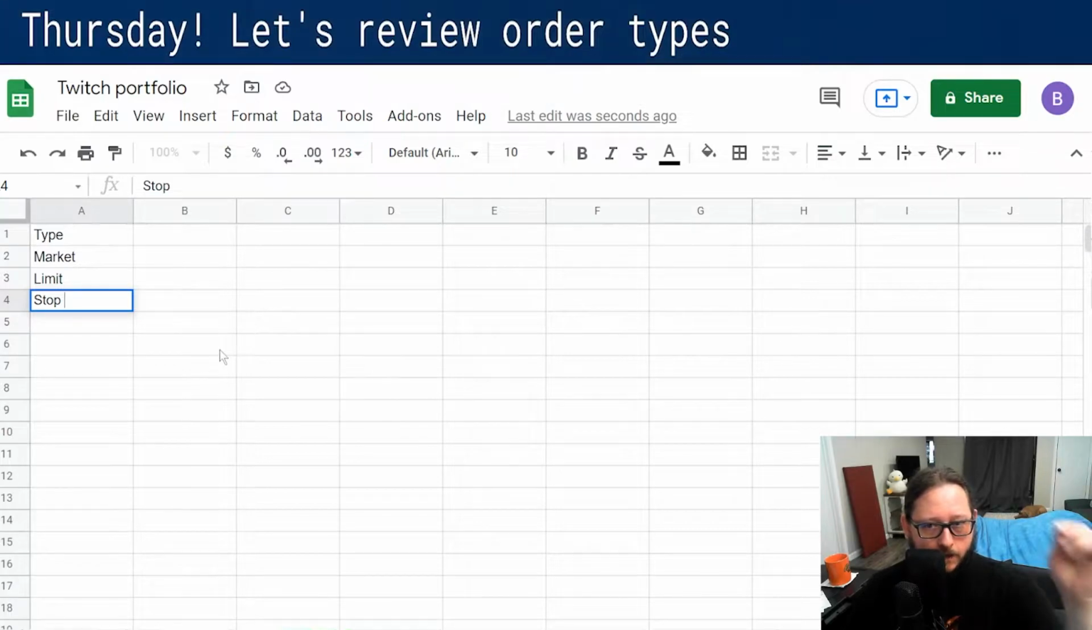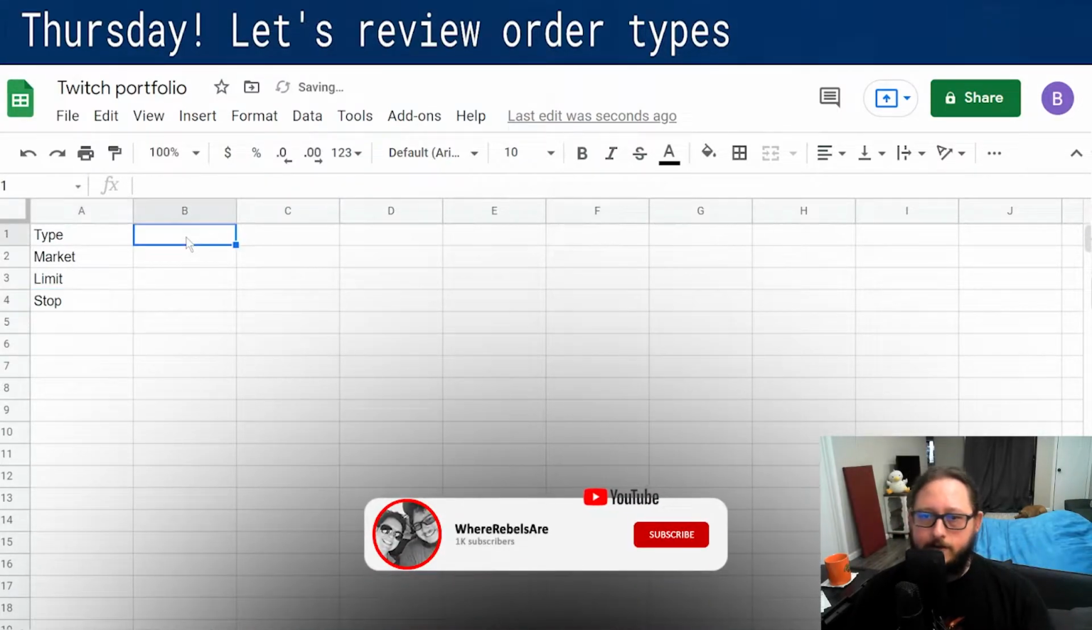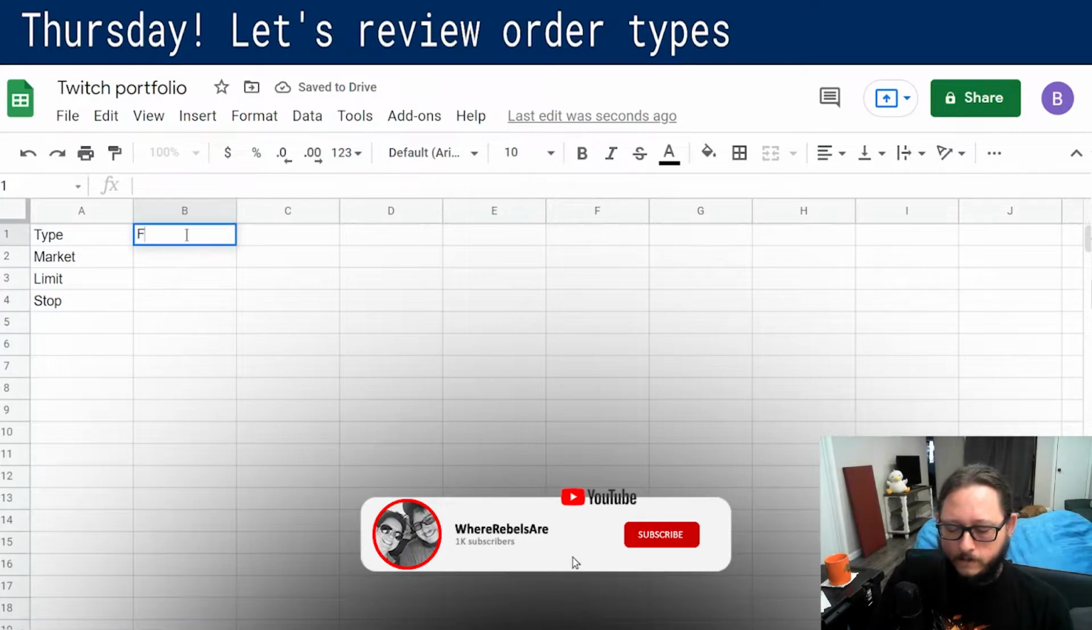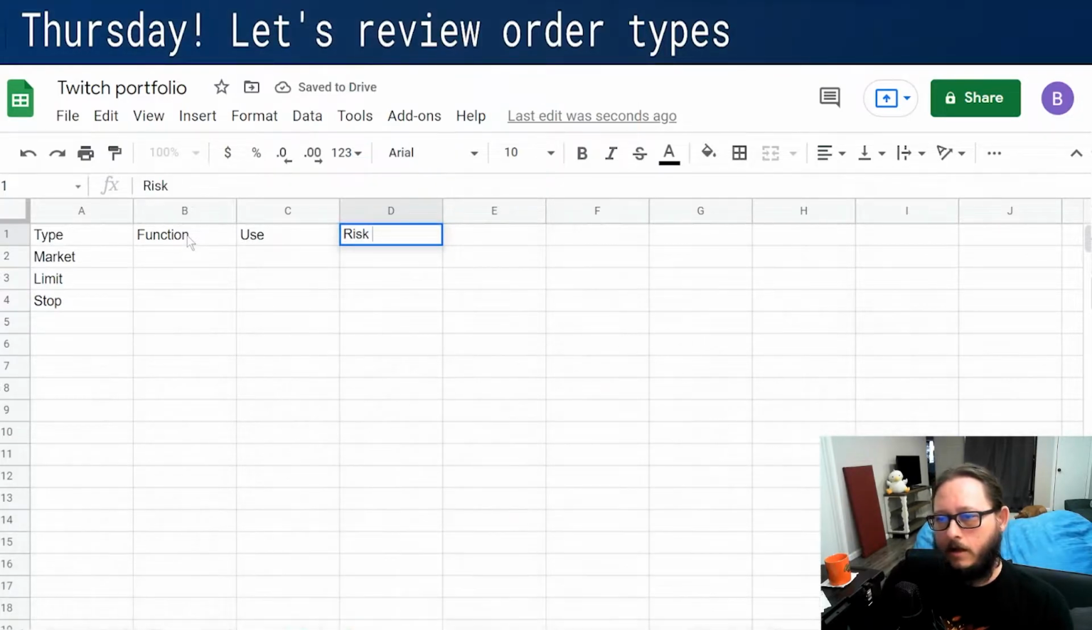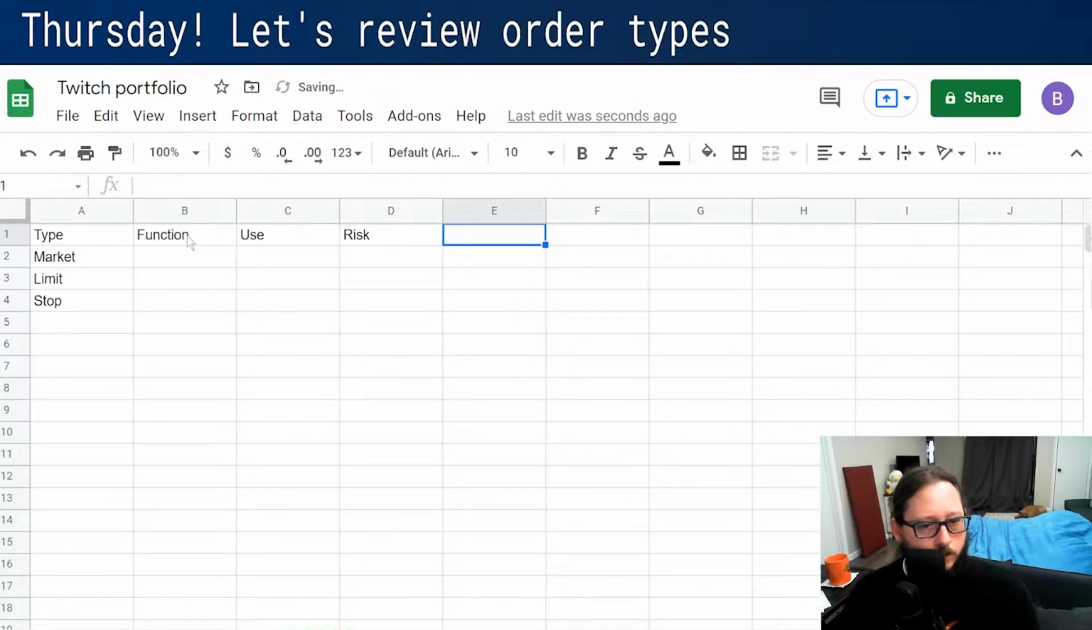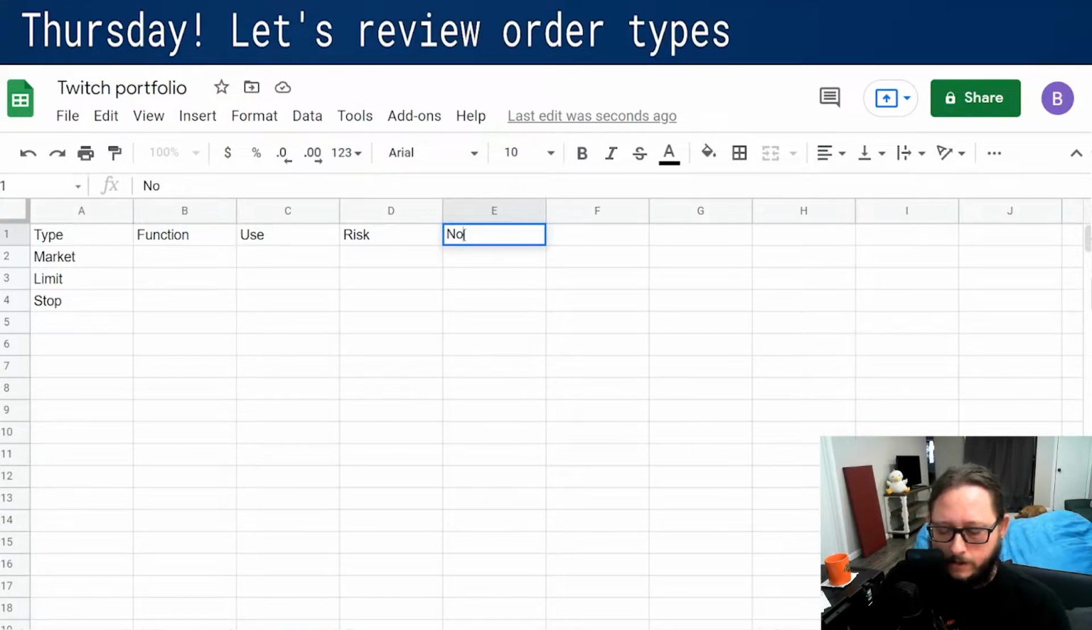Okay, we're going to talk about, as we list out the order types, what they are. We're going to define it for you, as well as talk about its usefulness as well as its risks. So we're going to put function, we're going to put use, we're going to put risk. And I think those are the most important factors on each of the orders. And then additional notes, if any. There may not be notes for every kind, but if we have them, we got a space to put them.